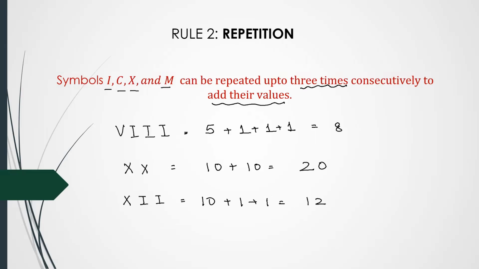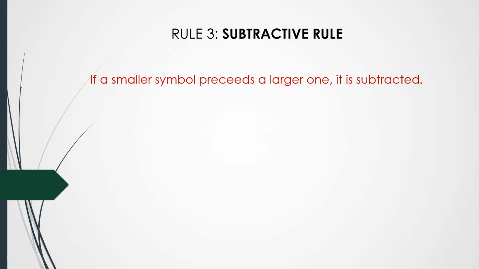The next rule is of subtraction. Now here it says if the smaller symbol precedes the larger one, which means if the smaller symbol comes before the larger one, then the values are subtracted. For example, if I have say I and V. Now I is a smaller symbol than V. I has value 1, V has value 5. Here, since I is smaller than V, the values will be subtracted. We will first write down V's value, which is 5, and 5 minus 1 is 4. So the symbol IV stands for 4.